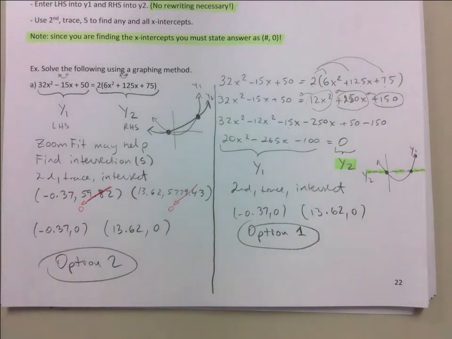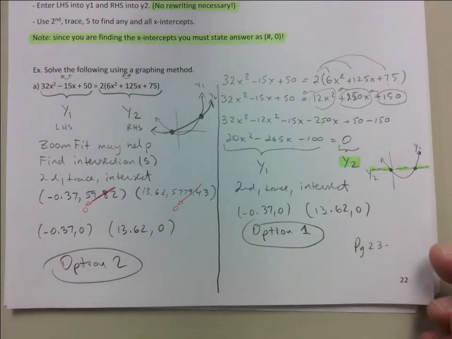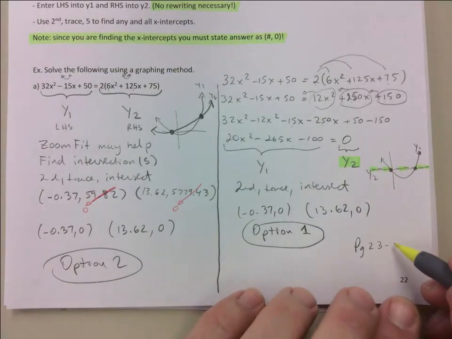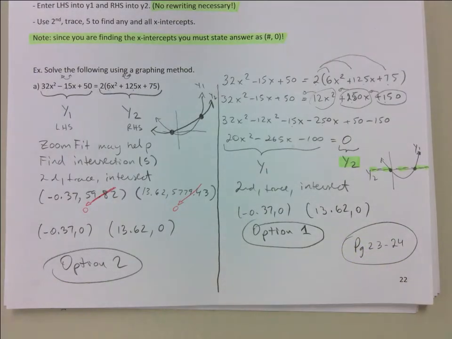So I want you to practice this because your window is going to be the problem here, finding a window that works for you. So I'm going to say page 23 to, I'm going to say you do as much as you like, but I'm going to say 23 to 24 does a pretty good job, and then you're good.